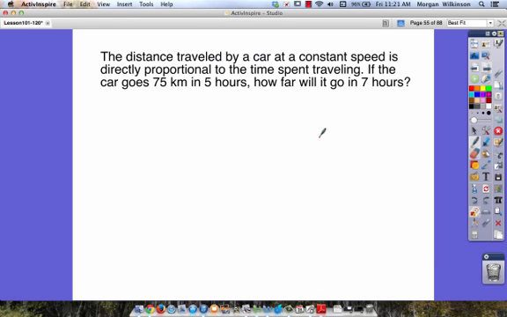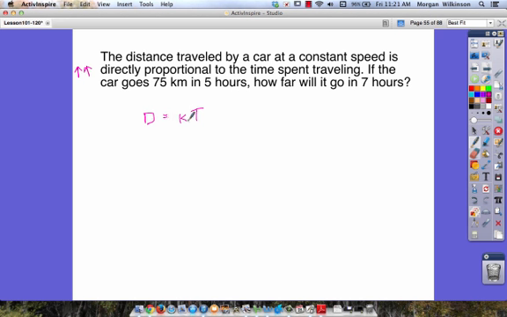The distance traveled by a car at a constant speed is directly proportional to the time spent traveling. If the car goes 75 kilometers in 5 hours, how far will it go in 7 hours? This problem says directly proportional. That means as one goes up, the other goes up. The distance traveled, D. Distance is equal to K, our constant of proportionality, times the time spent traveling, so times T. Distance equals our constant times T.